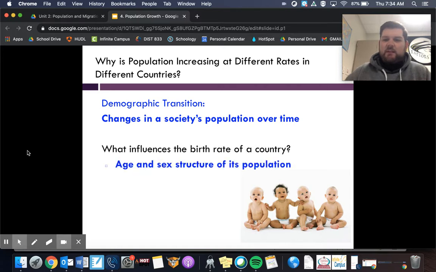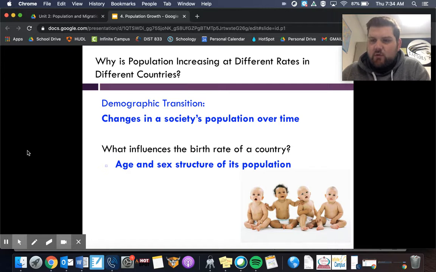And so we need to look at what influences the birth rate of a country. What influences birth rates to go up or down is what that means. First, we've got age and sex structure of its population. If your country has an older population, the birth rate's going to be low, because as people get older, they don't have as many children. Just like if you have a very male-dominated population, or more males than females, you're likely going to have fewer children, because there are fewer people to bear the children.